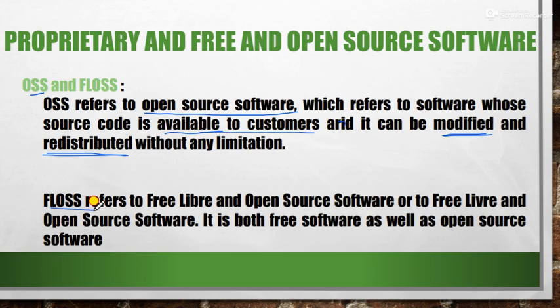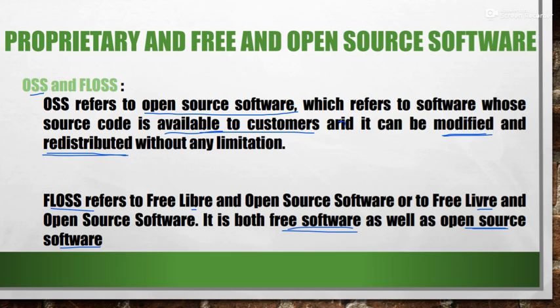Then next is FLOSS. Okay, FLOSS is free, library and open source software, or free libre and open source software. Only the spelling is different. Otherwise both the terms are the same and it is both free software as well as open source software. So what it is given over here, first is it is available free of cost. Second is it is open source, and just now we have discussed the meaning of open source. So if we compare these two, here it is not given that it is free of cost, but here it is given it is free of cost. Okay, so this is what is called free libre and open source software.